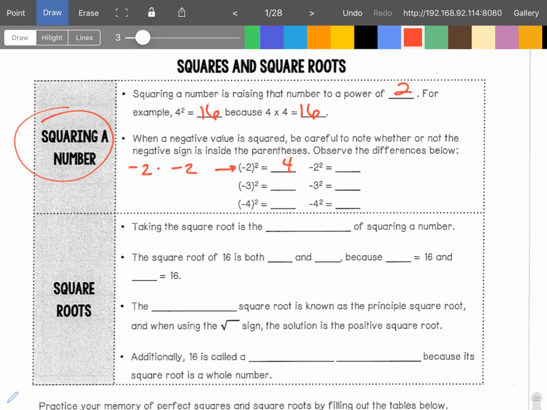On the other side, this is a little bit different. Because the negative is not inside the parentheses, we're just going to have a negative, and then we're going to do 2 times 2. Well, 2 times 2 is 4, and with the negative out front, we're going to have negative 4. Now, if you'll go ahead and pause this and try the next 2, then you can unpause it and see how you did.